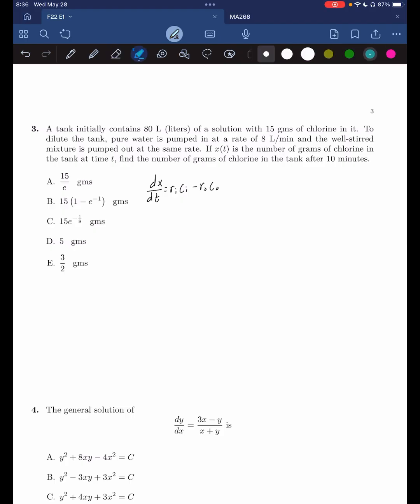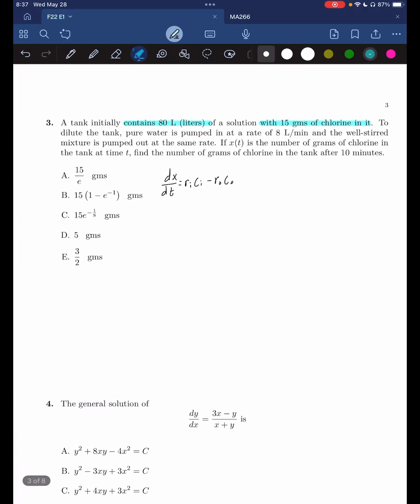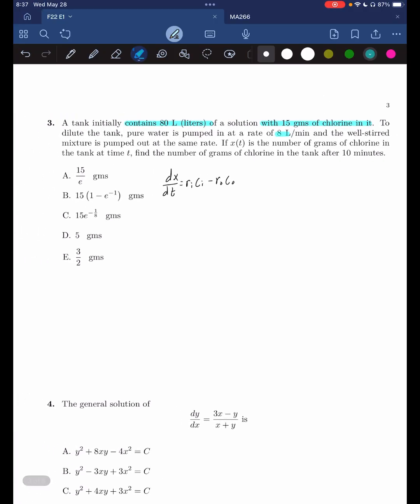So we initially contain 80 liters of a solution. So our initial volume is 80 liters. It's a constant. The 80 liters that is initially in here has 15 grams of chlorine in it. Now we're diluting the tank. So pure water is actually pumped in at a rate of 8 liters per minute. So obviously you can just tell that's our rate in. And the well-stirred mixture is pumped out at the same rate. So rate out is also 8.